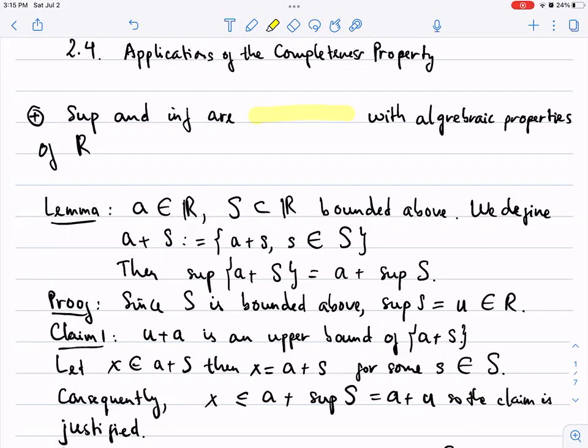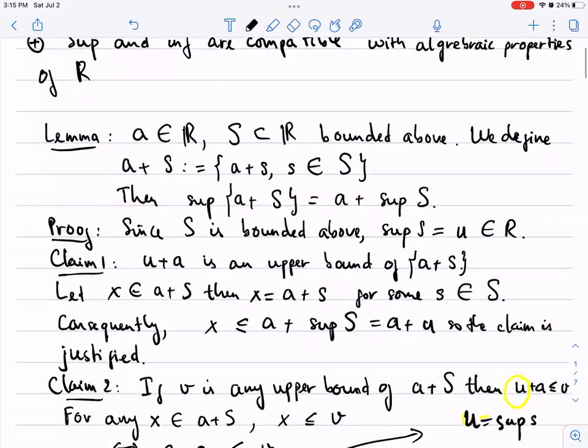The first application here is the following. It says that supremum and infimum are compatible with algebraic properties of the set R, the set of real numbers. So what does it mean to be compatible? Well, the compatibility is illustrated by the following lemma.